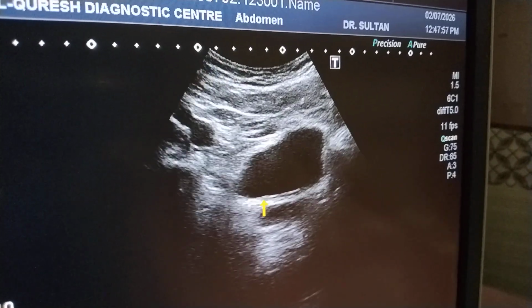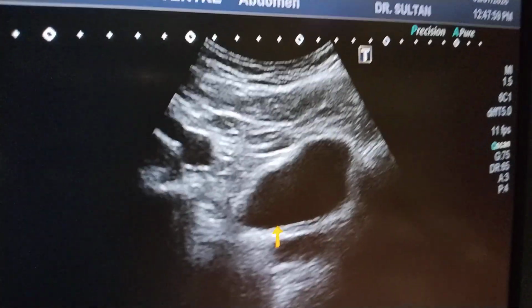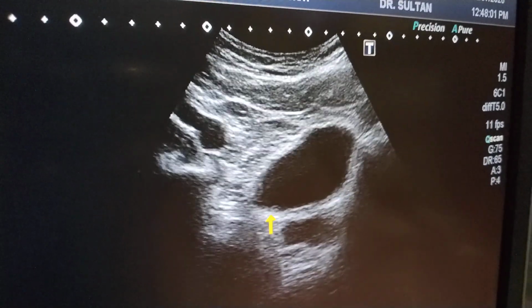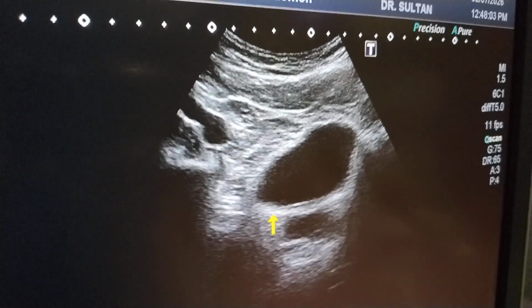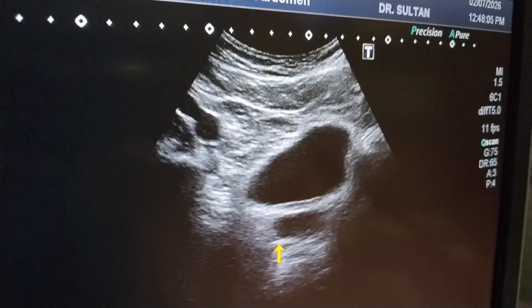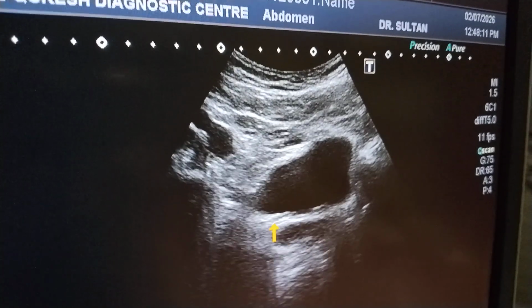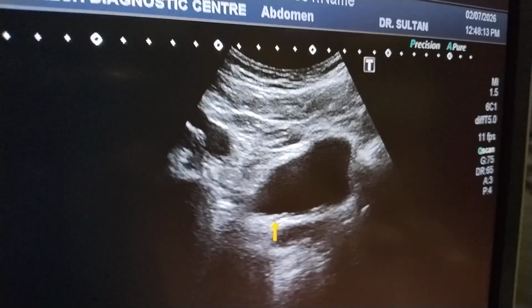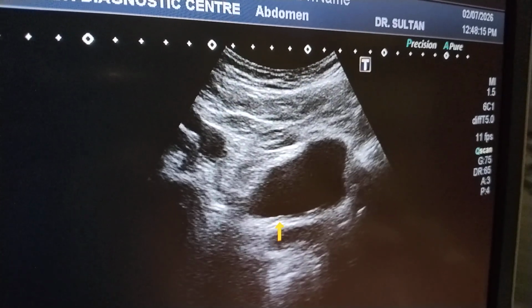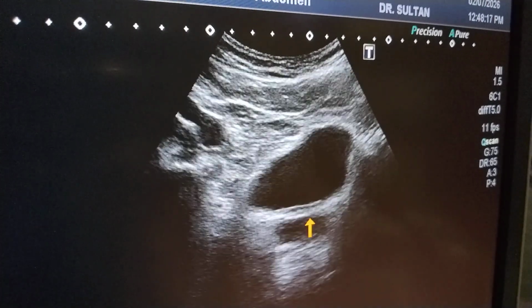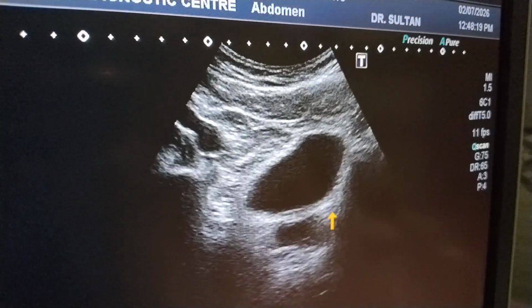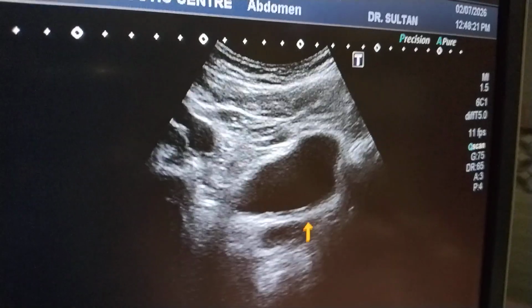Look here. This is the ureter entering into the urinary bladder. This is the right one and this is the left one.